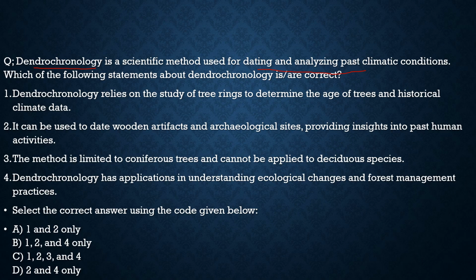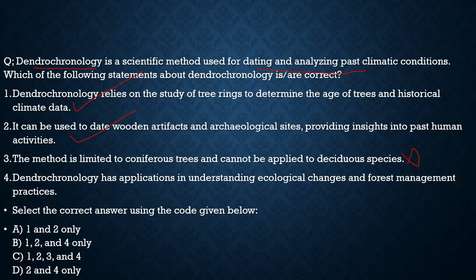First statement, dendrochronology relies on the study of tree rings to determine the age of trees and historical climate data, 100% correct. It can be used to date wooden artifacts and archaeological sites, providing insights into past human activities, correct. The method is limited to coniferous trees and cannot be applied to deciduous tree species, totally incorrect.